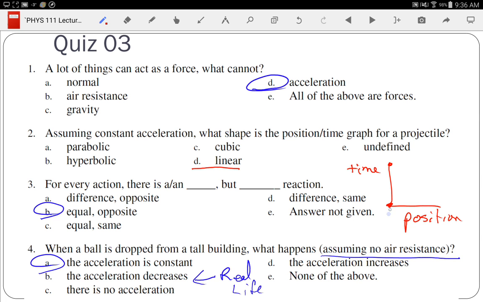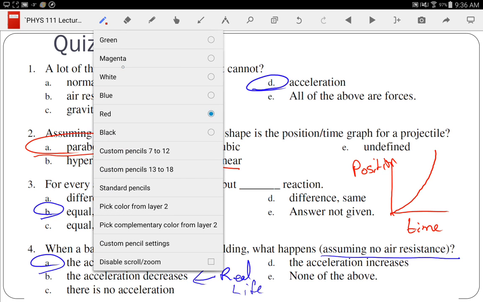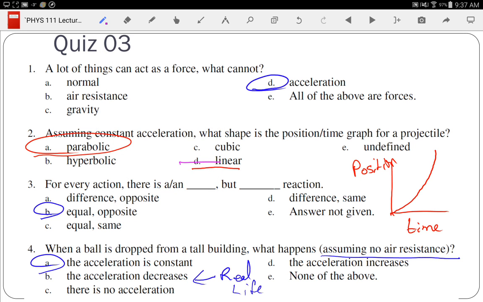I forgot which axis was which. Position is a function of time. I flipped my axes from what we normally do. It still would have been the correct shape, but I would have drawn it wrong. With constant acceleration, the speed is constantly changing. And the speed is the slope, and so the slope is going to be constantly increasing. And so you get something that looks like that, which is described as parabolic. The answer that a lot of people said was linear. Linear would be a straight line, but that's not what it does.